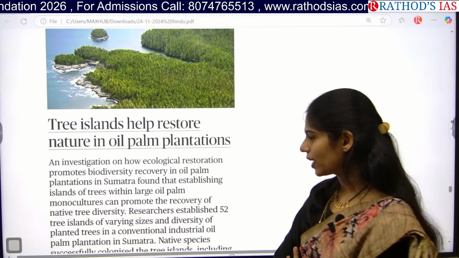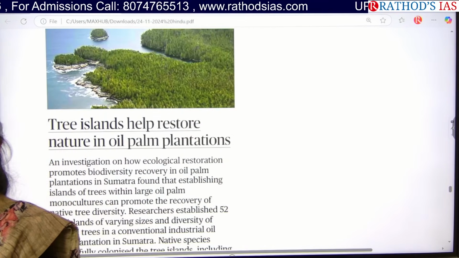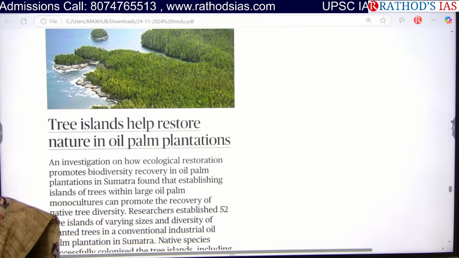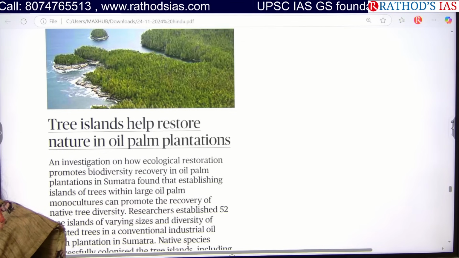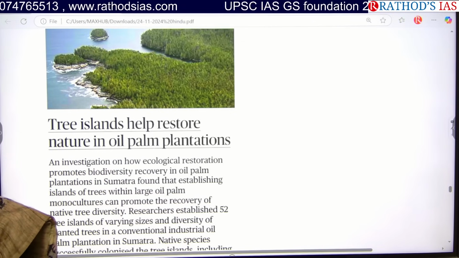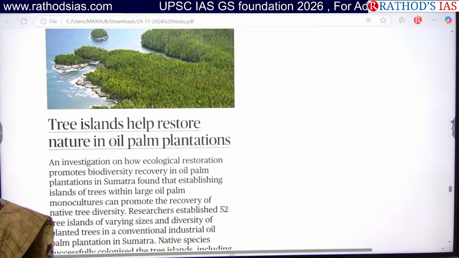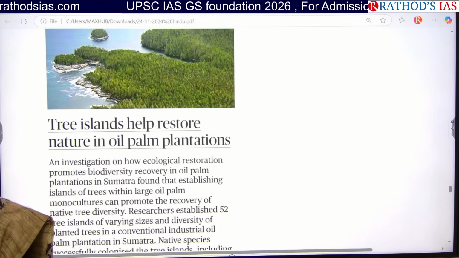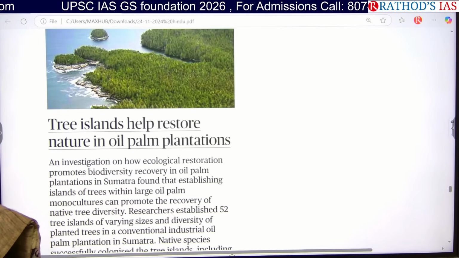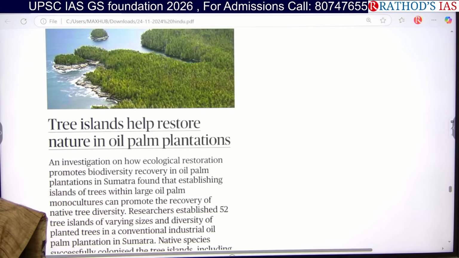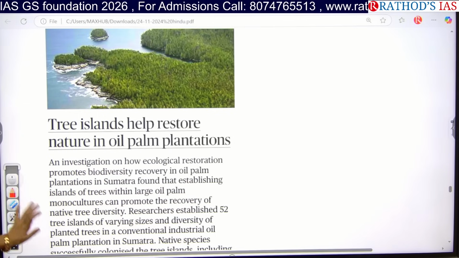Tell me, what are the features of these tree islands? Features. They should be there in wetlands, coastal areas. Next. Saline water. Okay, next. So tell me, what is the meaning of island? A piece of land which is covered by water on all sides is called an island. If covered on three sides, it is called a peninsula.